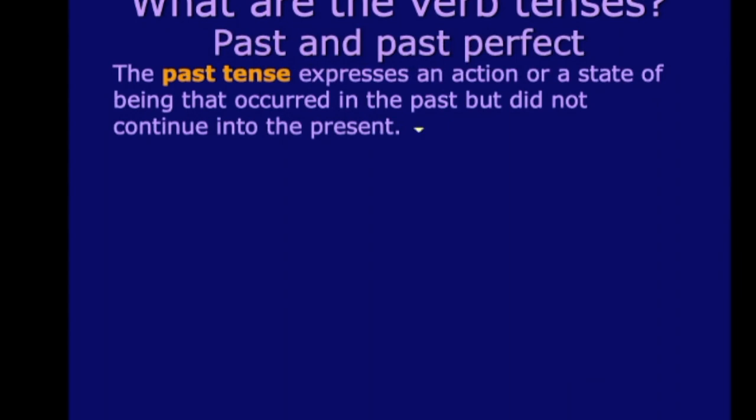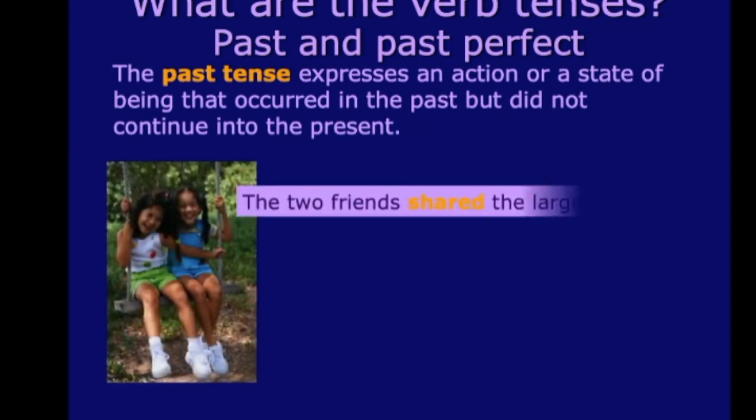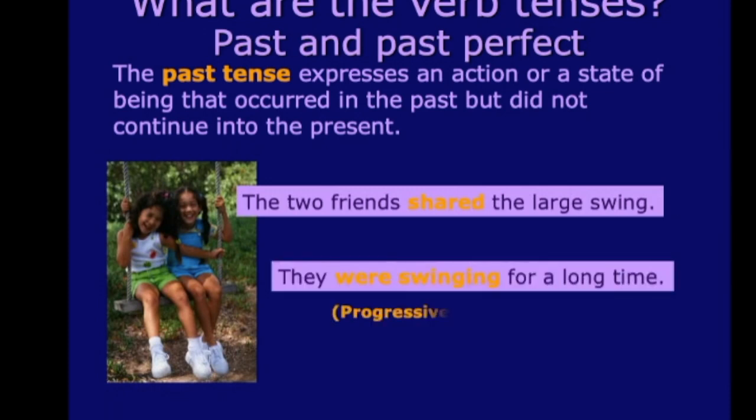The past tense expresses an action or state of being that occurred in the past but did not continue in the present. The two friends shared the large swing. In its progressive form, they were swinging for a long time.